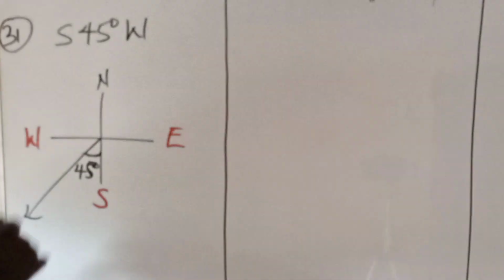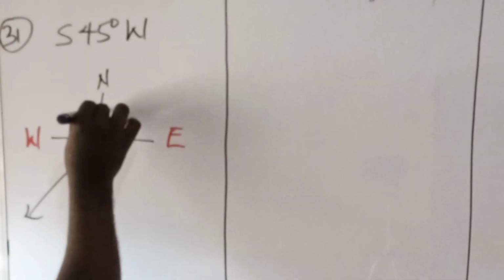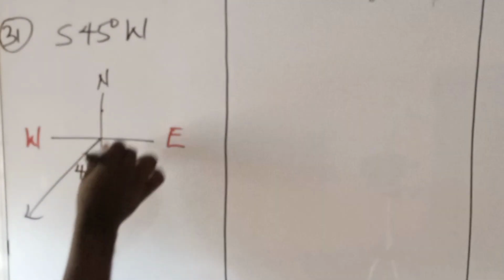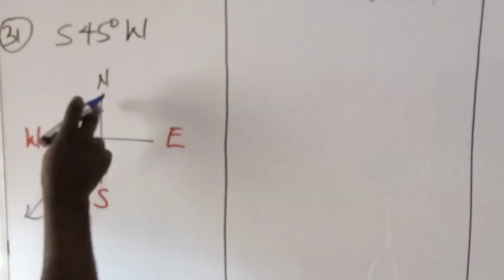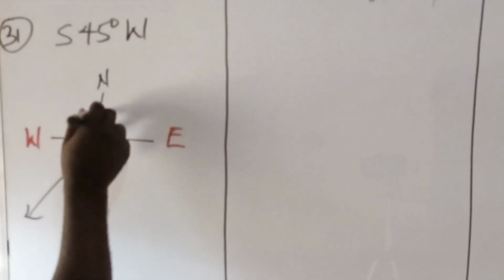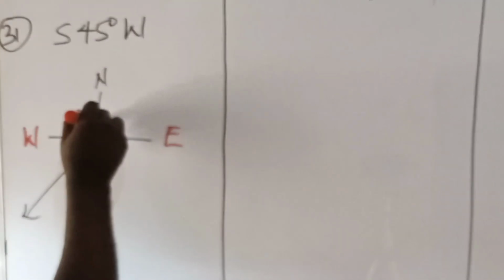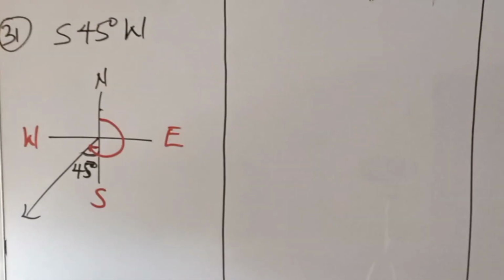Now the question is, we want to change this to a 3-digit bearing. Under 3-digit bearing, you must start from the north and move clockwise to the line. You cannot start from south. You cannot start from north and move anti-clockwise. You can only start from the north and move clockwise. So we are looking for this angle, from here to this place. That is the 3-digit bearing we're looking for.